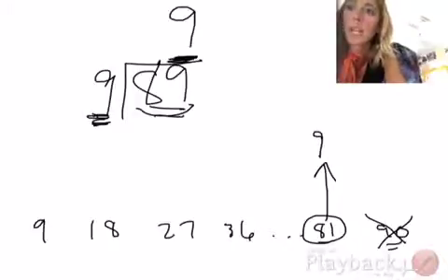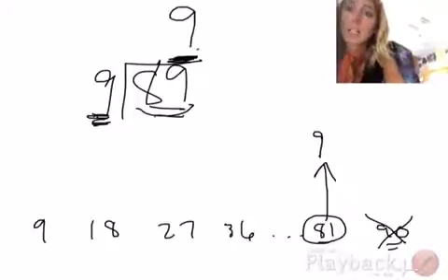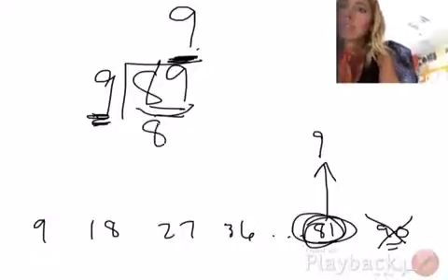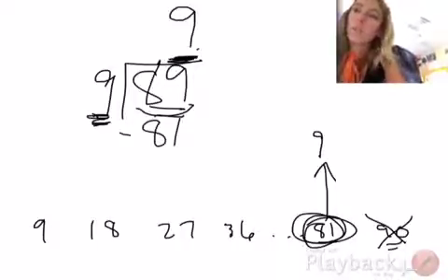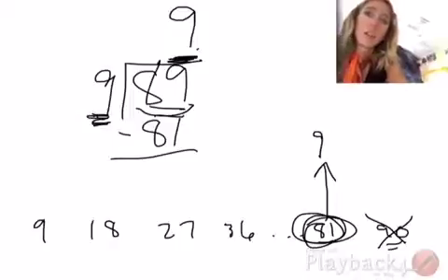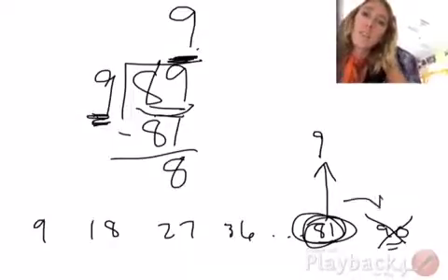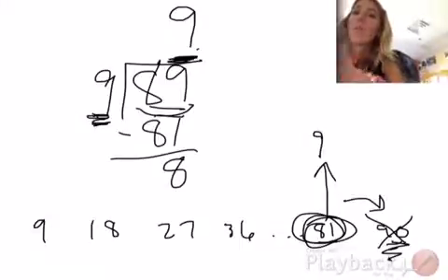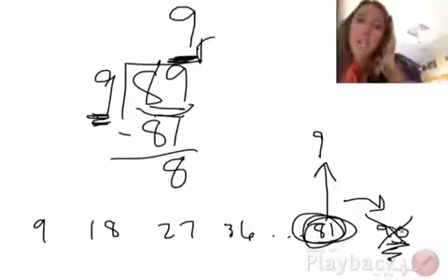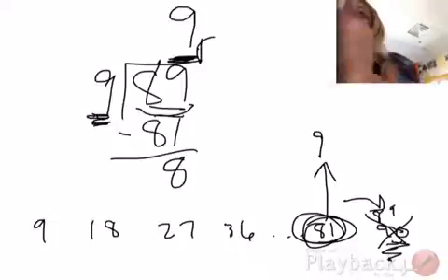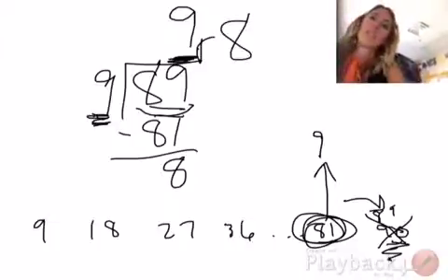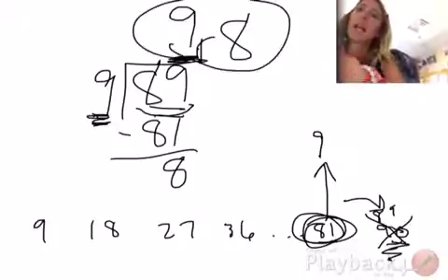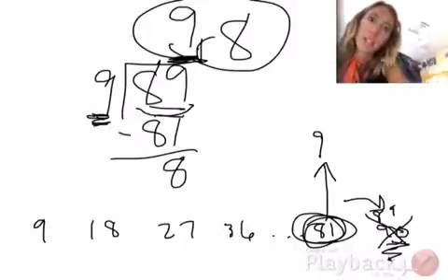And how many is that? 9 times 9 is 81. Okay? So now when we subtract, we are left over with 8. We have a remainder of 8 to take us up to here. So I'm going to say remainder to take us up to that, not 90, but 89. We have a remainder of 8. So here is my actual quotient.